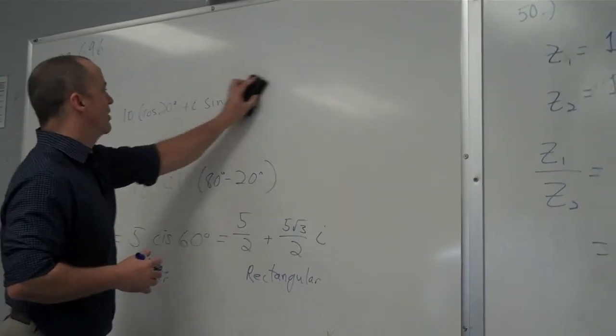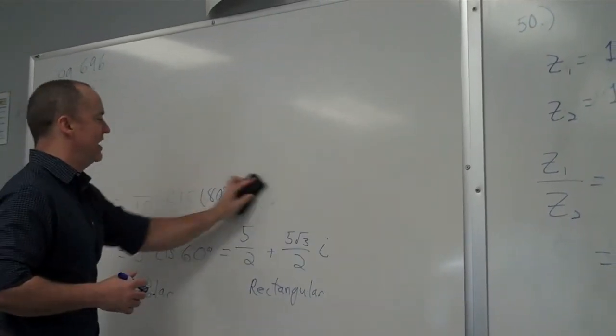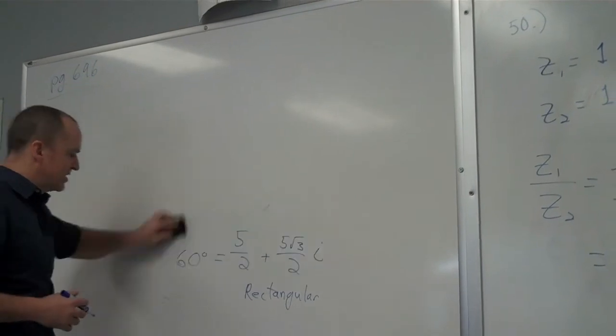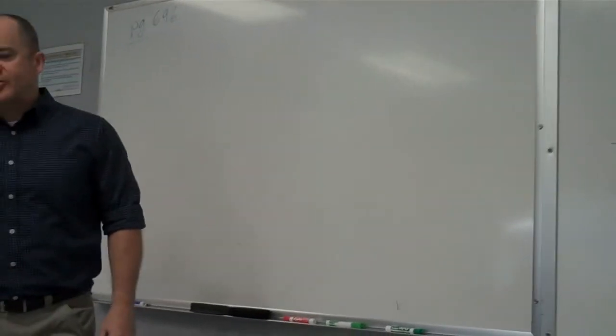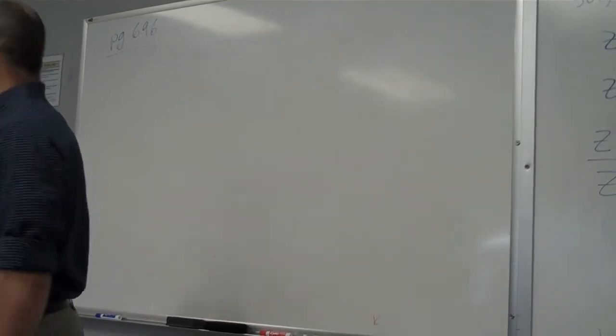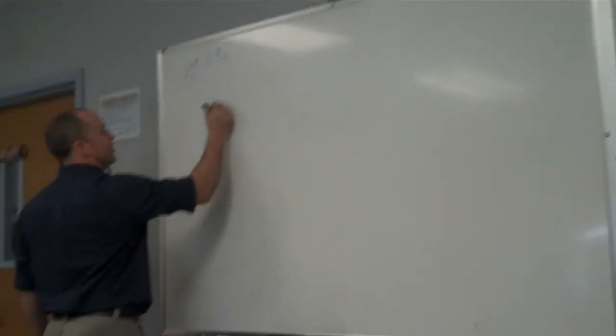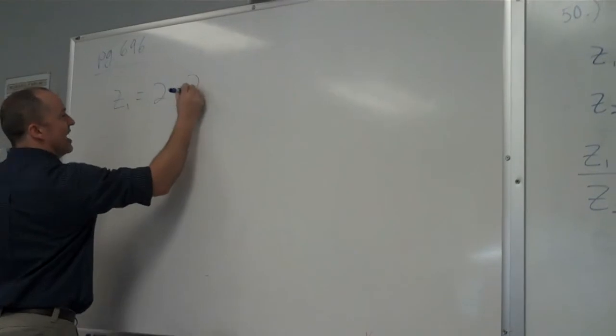Or you could do the complex conjugate thing. All it says is leave your answer in polar form. Wouldn't you just convert it? So I would convert it because that's a lot easier.